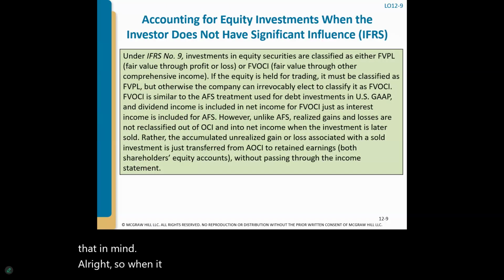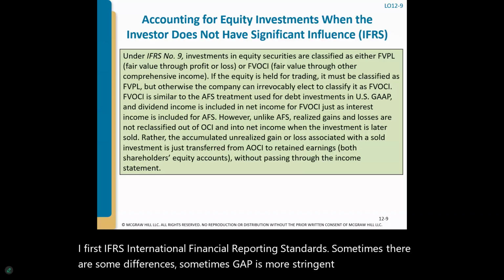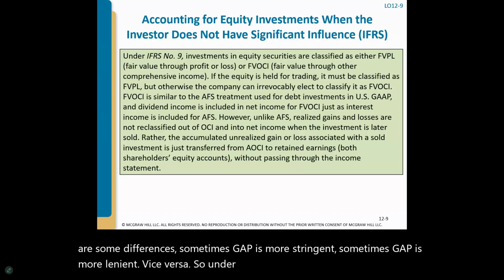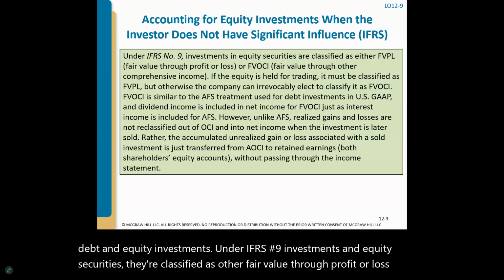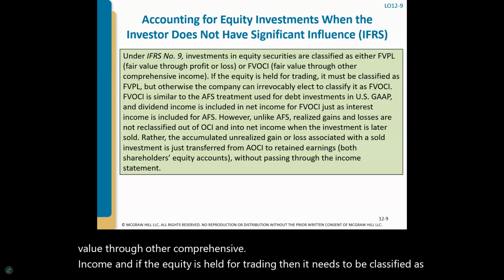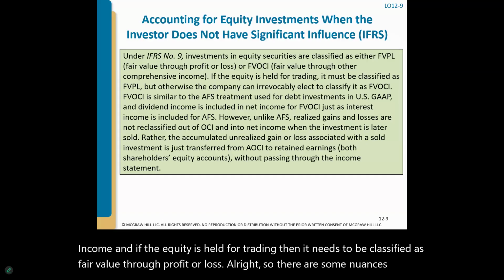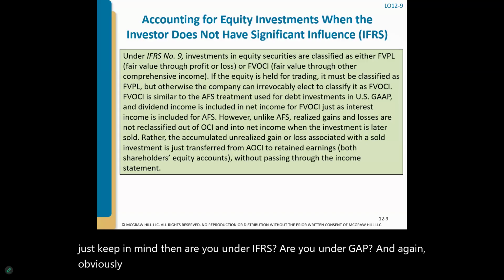All right. So when it comes to IFRS, as we know, GAAP, generally accepted accounting principles, doesn't always align with IFRS, International Financial Reporting Standards. Sometimes there are some differences. Sometimes GAAP is more stringent. Sometimes GAAP is more lenient, vice versa. So IFRS 9 governs the treatment of debt and equity investments. Under IFRS 9, investments in equity securities are classified as either fair value through profit or loss or fair value through other comprehensive income. And if the equity is held for trading, then it needs to be classified as fair value through profit or loss. All right. So there are some nuances, but just keep in mind: are you under IFRS? Are you under GAAP? And again, obviously, different rules apply based on which accounting standards govern these transactions.